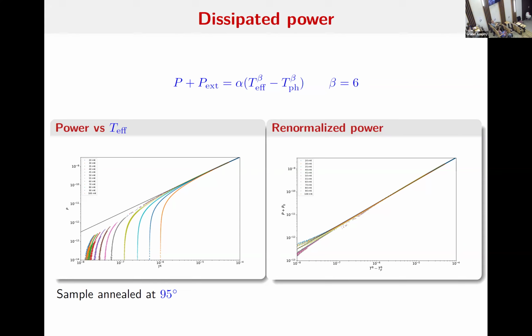All these curves can be merged into this line by plotting here the effective temperature to the power of beta minus the phonon temperature to the power of beta. And here we put the power plus the external power. So putting these things, we get a very good straight line over many orders of magnitude. And this is the real test of whether the hot electron model is working or not. If the hot electron model is working, all data should be possible to collapse onto this single line.